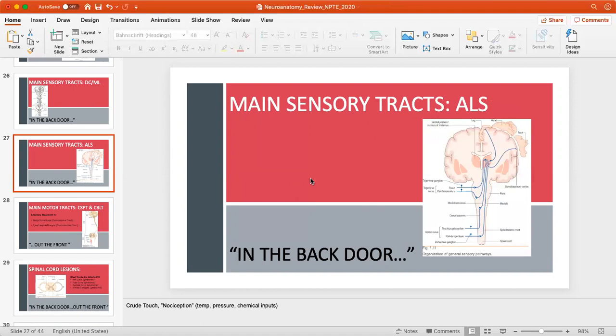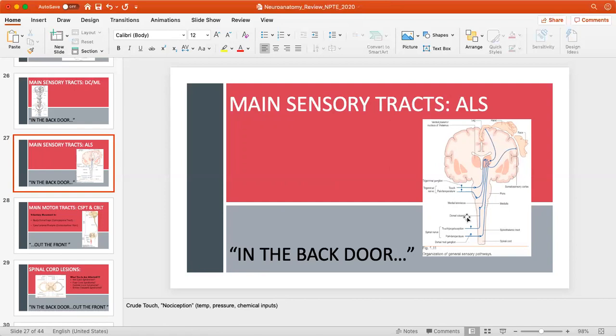Our second main sensory tract is going to be the ALS, anterior lateral system, also called the spinothalamic tract. So those terms are interchangeable. Anterior lateral system tells you where it's located in the spinal cord as it travels up. And this system is going to communicate nociception, or the inputs that contribute to maybe a potential pain response in the brain. But remember, pain is an output, so pain is not a sensory input, it's an output, so we call it nociception, as it's detected as sensory information, because that sensory information could be temperature information, pressure, chemical inputs, crude touch, and that's what's going to be communicated on this anterior lateral system or spinothalamic tract.